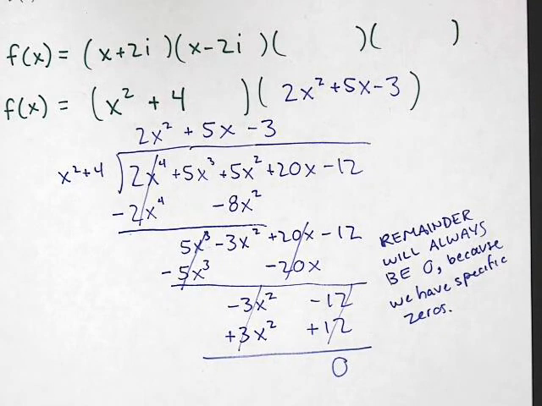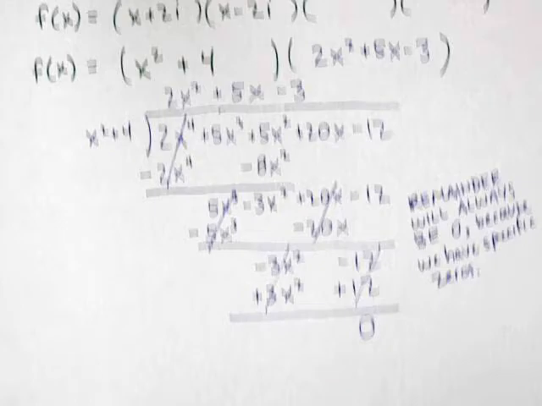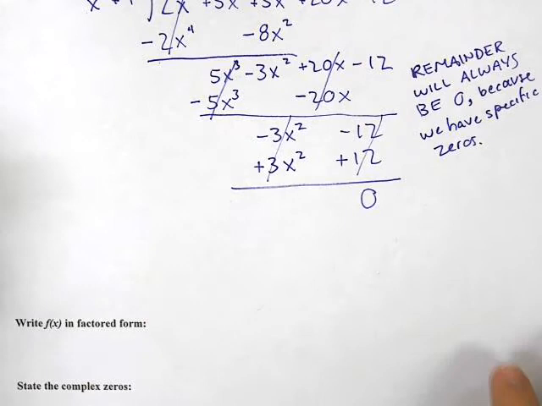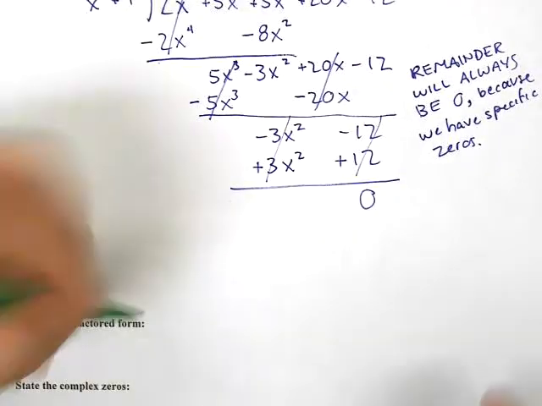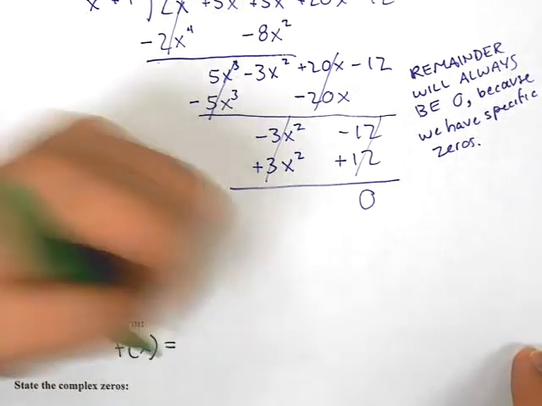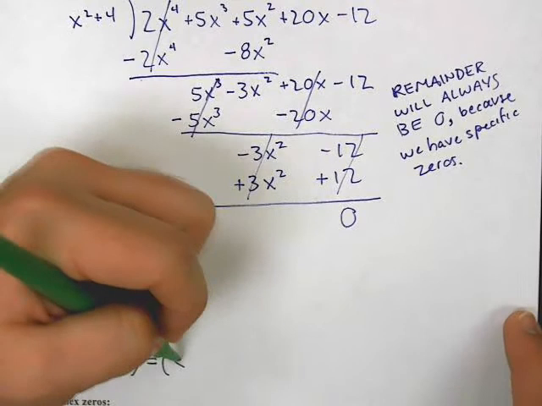Now, last thing, now that we have this problem up at the top, it says to write f of x in factored form. All right, write f of x in factored form. Well, we know that it's still going to be f of x. We already had two of our factors from the very beginning, right? x plus 2i, x minus 2i. So I'm going to write those.